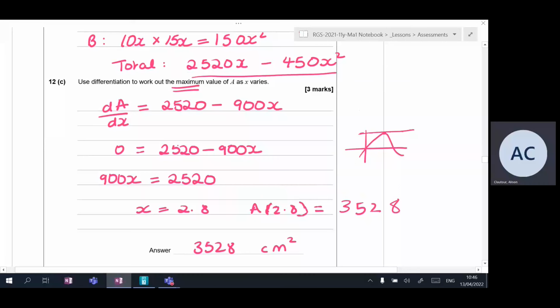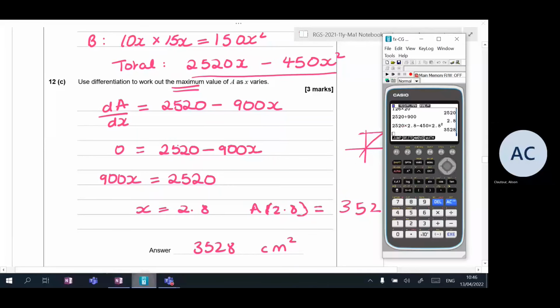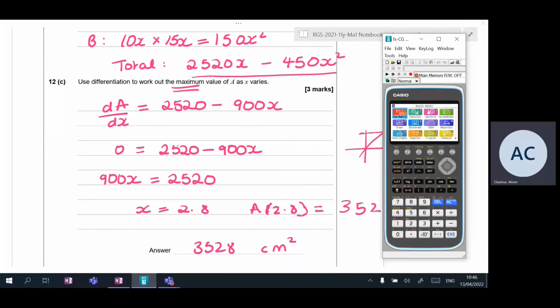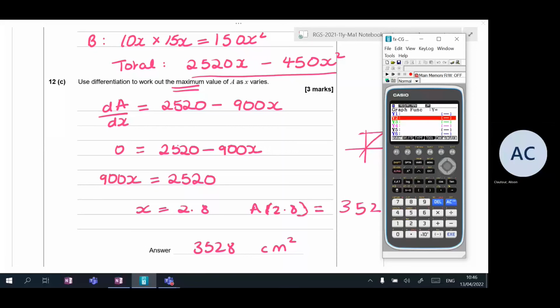Okay, we can check that on the graph. And it does say use differentiation to work out, so you couldn't do this as a technique from the start. Okay, but definitely use it to check. So if we type in our area formula, remember this was a show that, so even if you hadn't showed that, you've still been given it in the question.